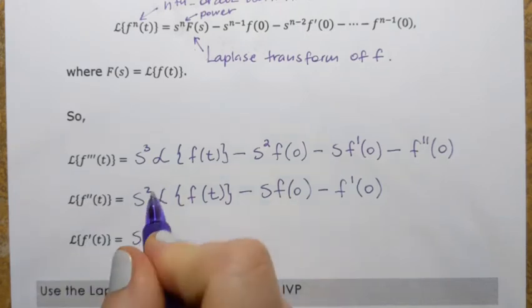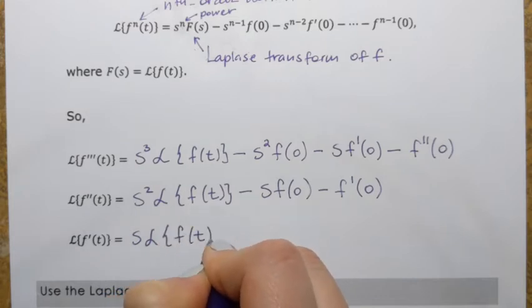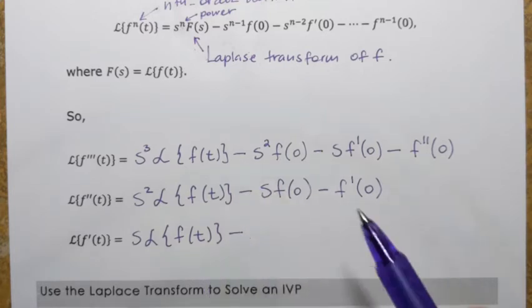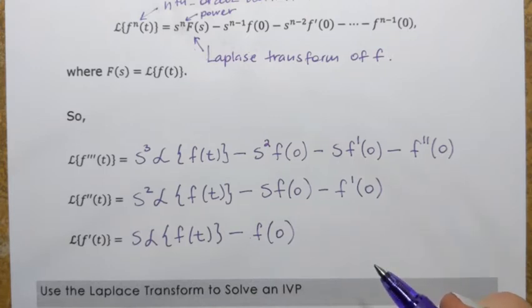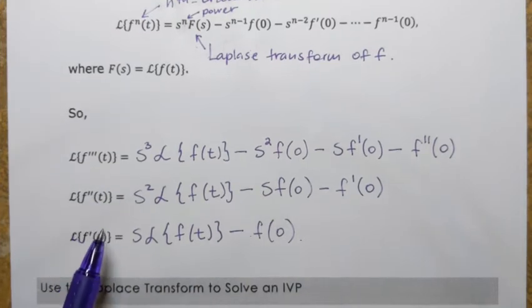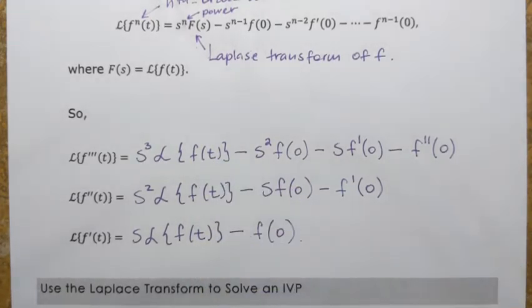So s to the power 1 times the Laplace transform of the function f, minus reduce the power of s by 1, so that becomes s to the power 0, which I will not write, and times f, the function f evaluated at 0. And then we stop for the Laplace transform of the first derivative. So that's how we find the Laplace transform of the first three derivatives. And that is something that we'll need to solve the initial value problem using the Laplace transform.